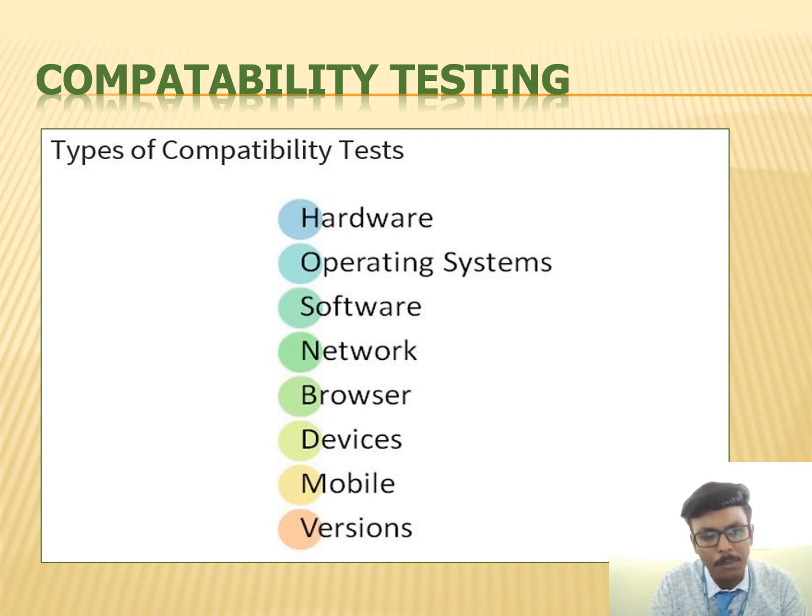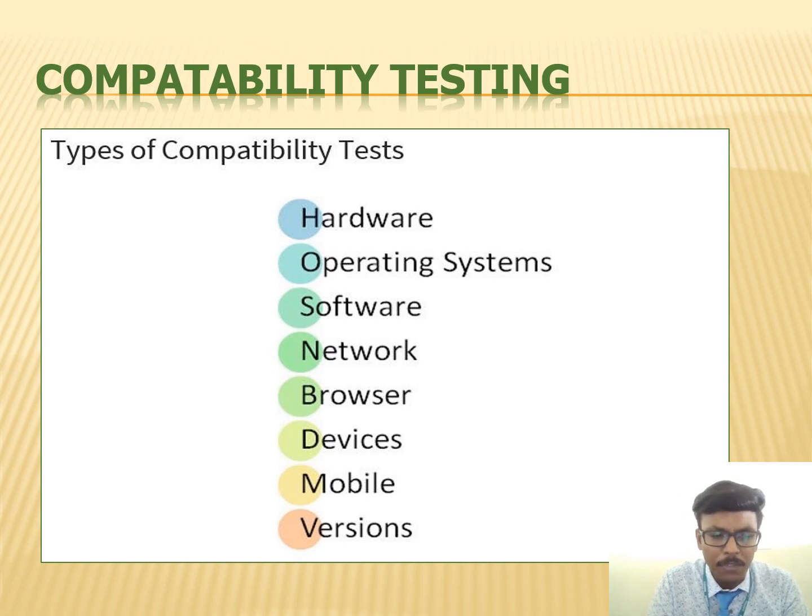When we talk about hardware, we check the software to be compatible with different hardware configurations, because every machine has a different hardware configuration: network speed, RAM size, everything is different. Whether it will work properly or not, that we are going to check. Similarly, operating system: we may have Windows, Mac, Unix, any OS in the devices. We check whether that particular operating system supports the particular application or not.